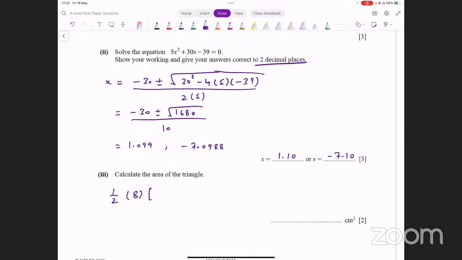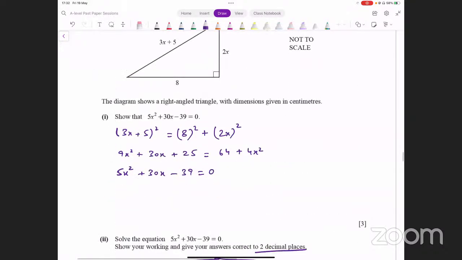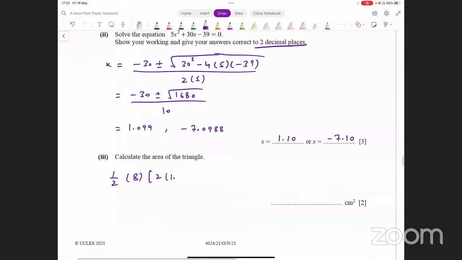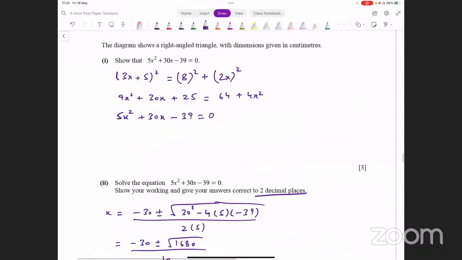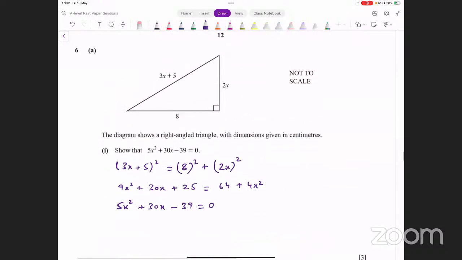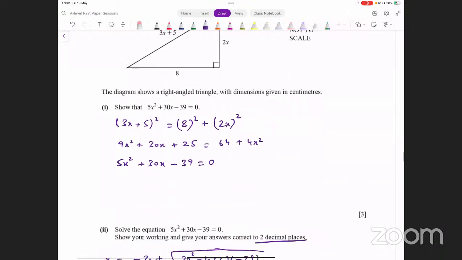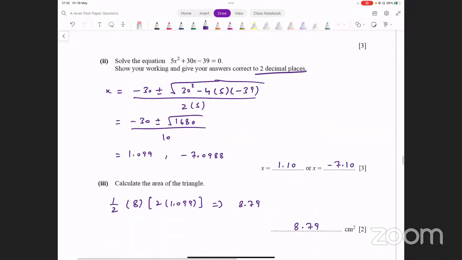2 into x, right? x की वैल्यू क्या है? 1.099. Let's just input that here और इसको evaluate कर लें. So this is giving me 8.792. That's 8.79. That's our final answer. This is what we were looking for. Okay, angle units का मतलब तो नहीं है ना, centimeters, yeah, सारे same units हैं, so that's okay.